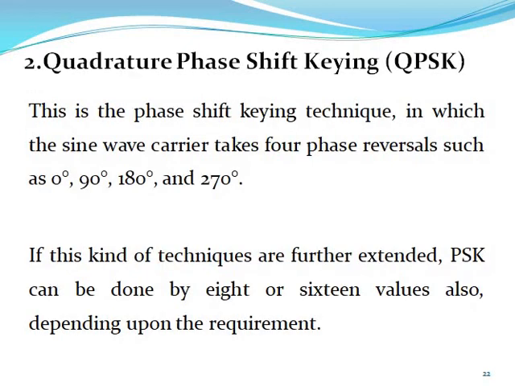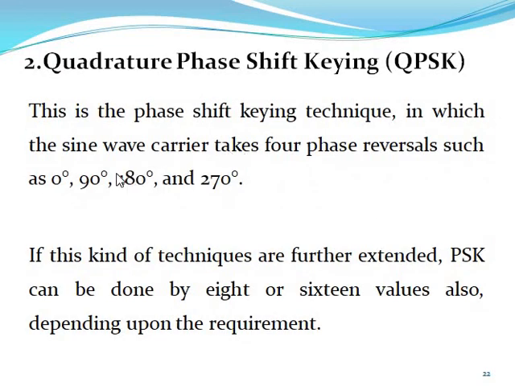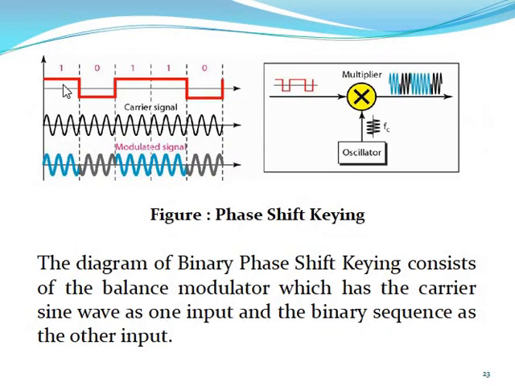Now quadrature phase shift keying. This is the phase shift keying technique in which the sine wave carries four phases. Here binary has two phases, 0 and 180, and here four phases, 0, 90, 180 and 270. This kind of technique can be further extended, PSK can be done with 8 and 16 values, depending upon the requirement. So this is the signal going positive and also going negative, also positive and negative.